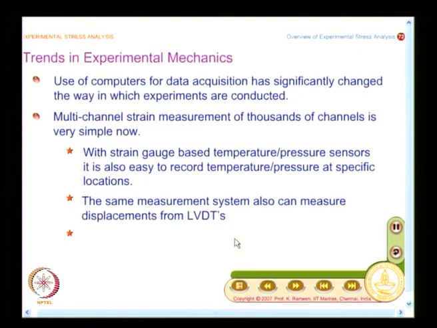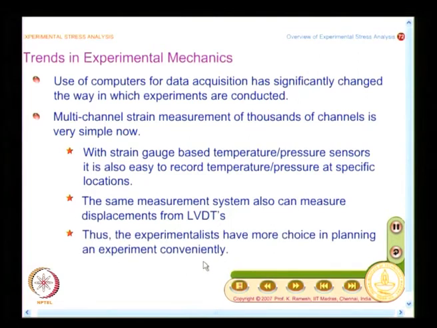And you can also measure displacement using LVDTs. They can also be combined into the multi-channel strain measurement. So, experimentalists now have more choice in planning an experiment conveniently. I have always been mentioning experiments are planned and executed. You anticipate values. Unless you anticipate values, you will not know what instrumentation to use, and anticipation of values also helps you to look for surprises.